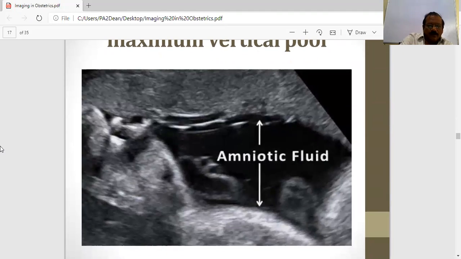In the maximum vertical pool, you must avoid the umbilical cord loops while taking the measurement. This is the placenta, this is the amniotic fluid.